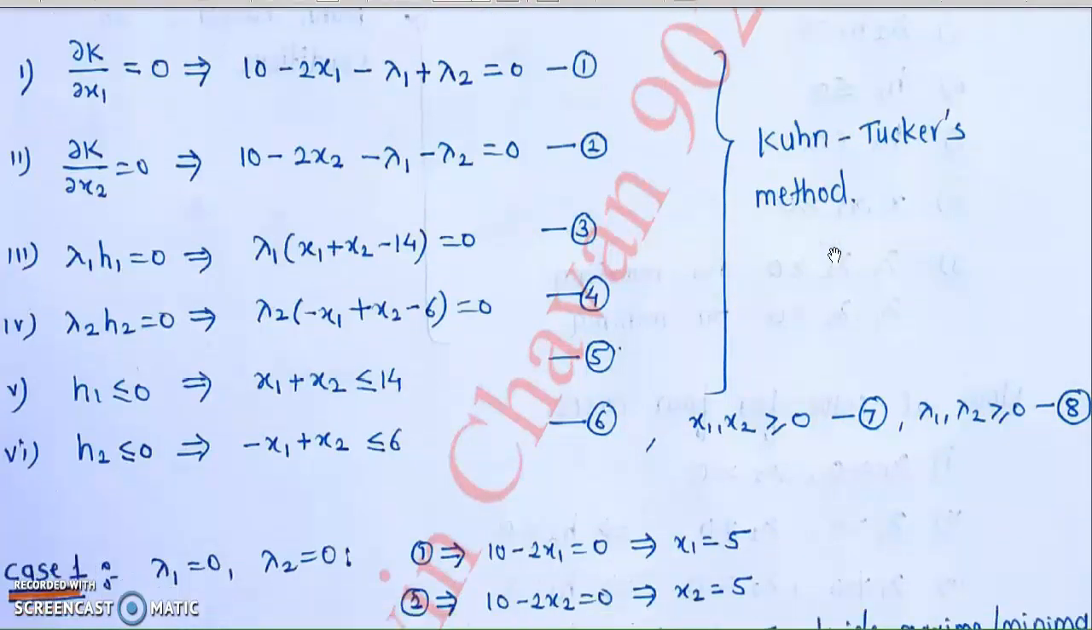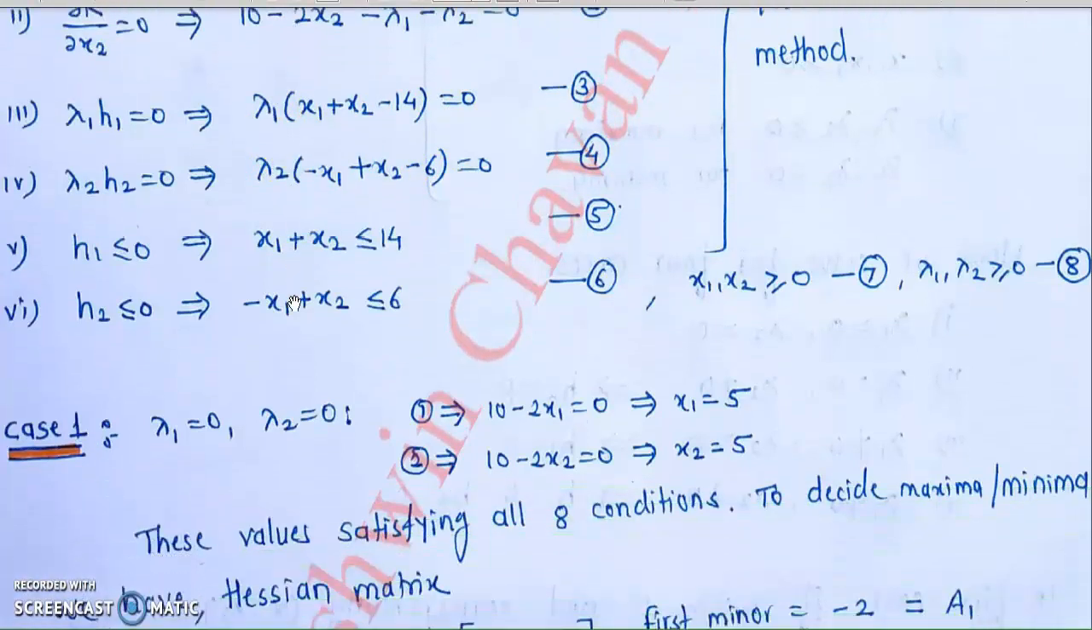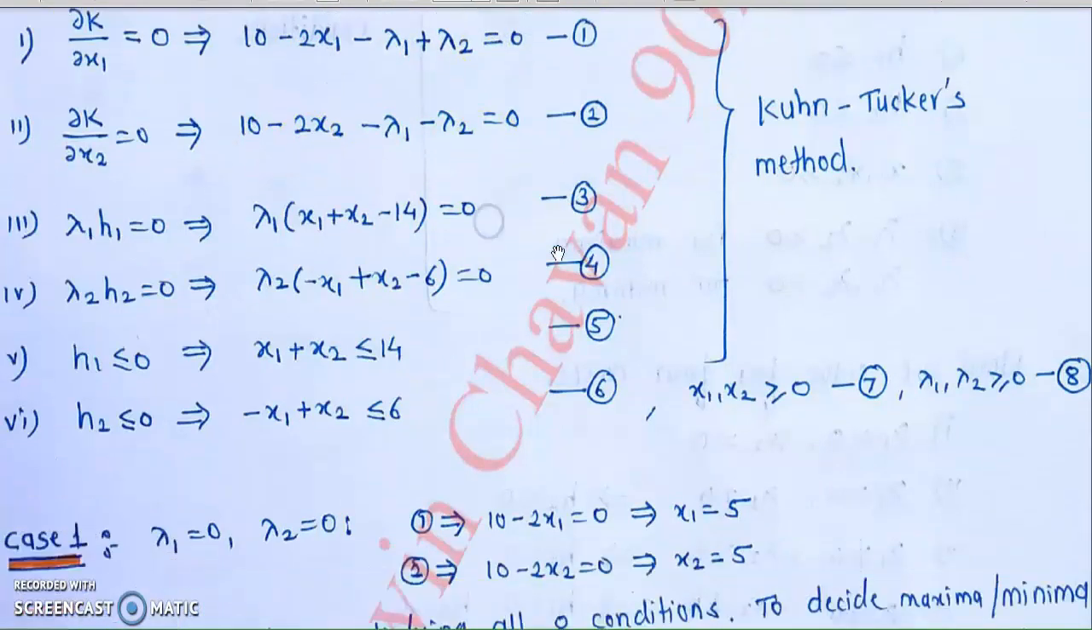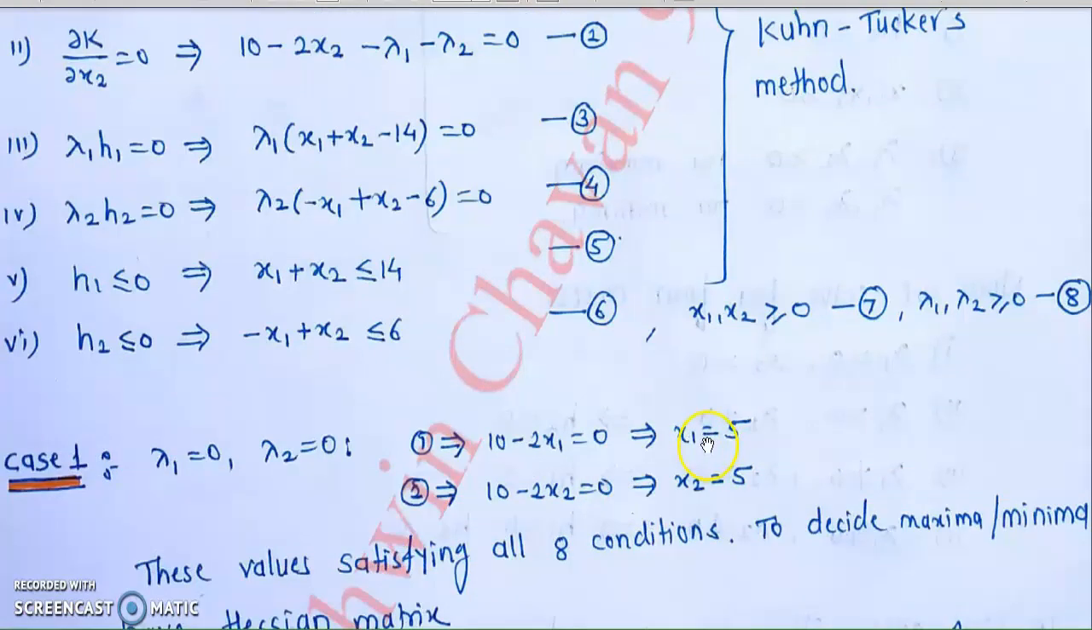Okay, now let's solve one by one. We have conditions 3 and 4 to be solved. It gives us 4 cases: either lambda 1 and lambda 2 are both 0, one of them is 0, or both are non-zero. So we have case 1: what if both are 0? If lambda 1 and lambda 2 both are 0, by putting these values in 1 and 2, we get 10 minus 2x1 equal to 0 and 10 minus 2x2 equal to 0. By solving them, we get x1 and x2 both as 5.